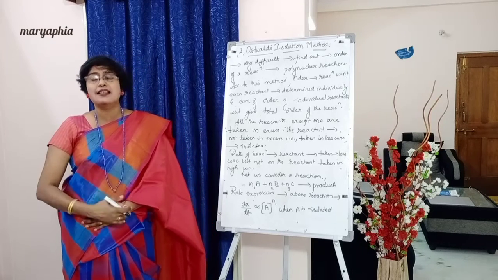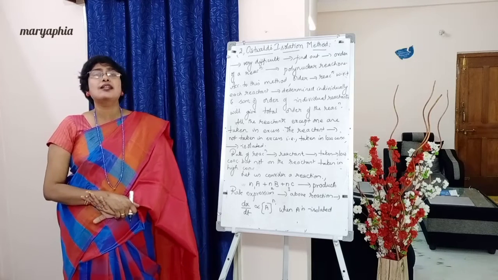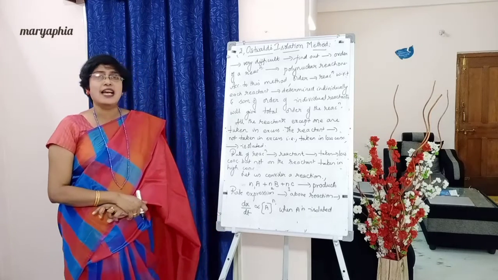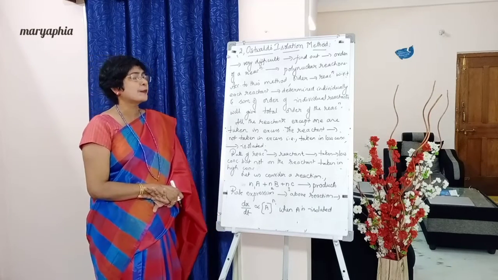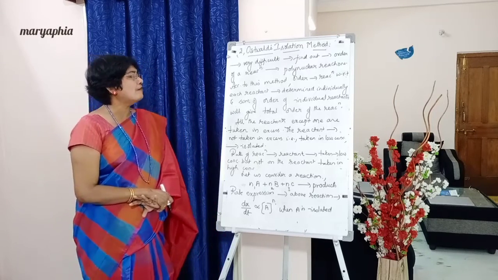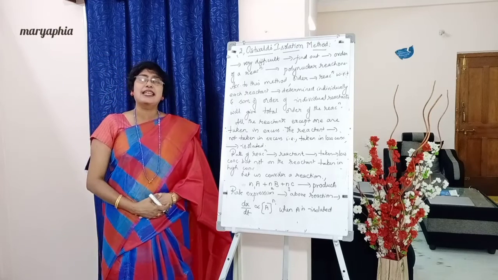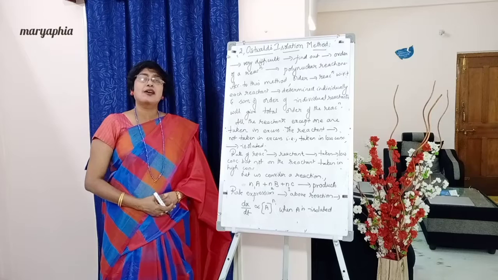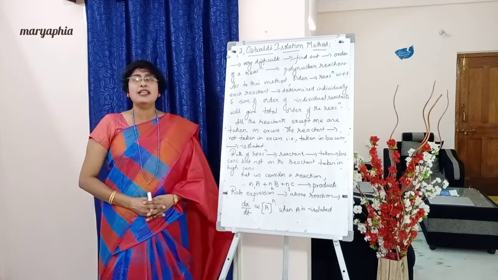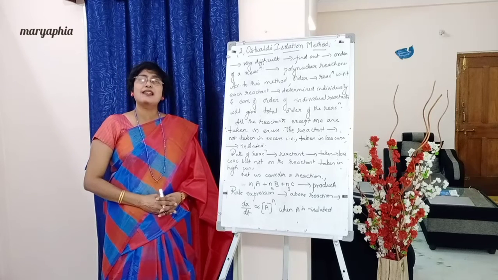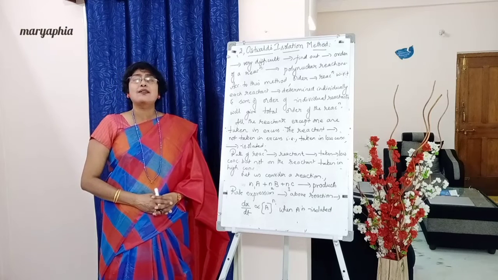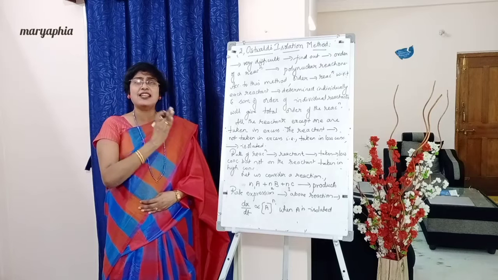Okay, so like that, individually the order of the reaction with respect to each reactant will be determined, and the sum of the order of the individual reactants will give the total order of the reaction. Okay, students, if there are 3 reactants or 4 reactants or 5 reactants, what is done? The order of the reaction with respect to each reactant.